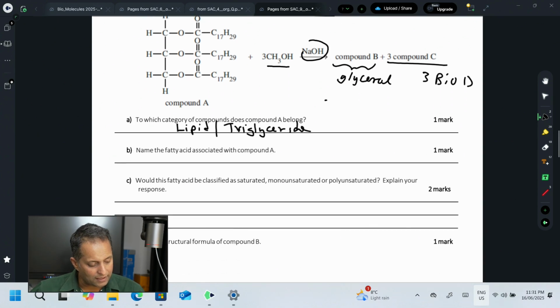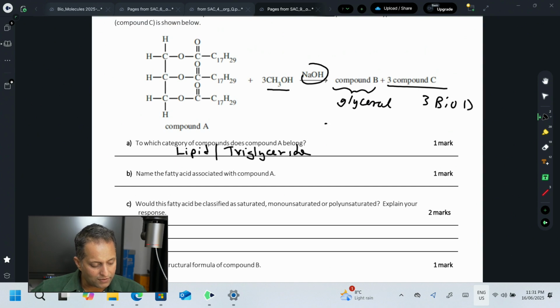Name the fatty acid associated with A. Now this one is interesting. These are the fatty acid parts. Let me show you how to get the fatty acid part. In order to get the fatty acid part, you need to hydrolyze the ester bond. See the two oxygens. You have to make sure the two oxygens are separated. During hydrolysis, what will happen? OH goes here. So then you are going to make the fatty acid.